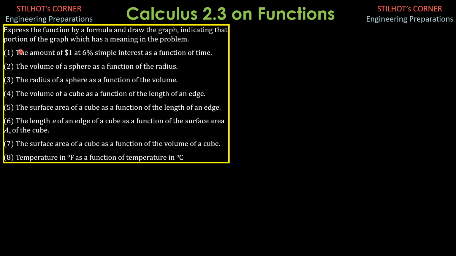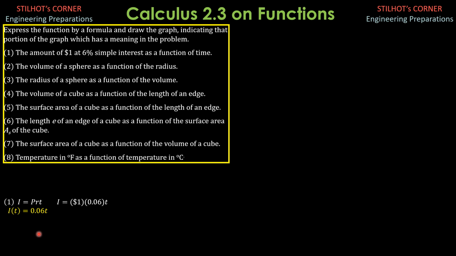So for part 1, we learned from algebra and in economics that simple interest is principal times rate of simple interest times time, or I equals PRT, where P is $1 in this case, R is 0.06, and T is the variable time in years. So I equals $1 times 0.06T, or 0.06T. So the graph is a line, so I as a function of time is 0.06T.